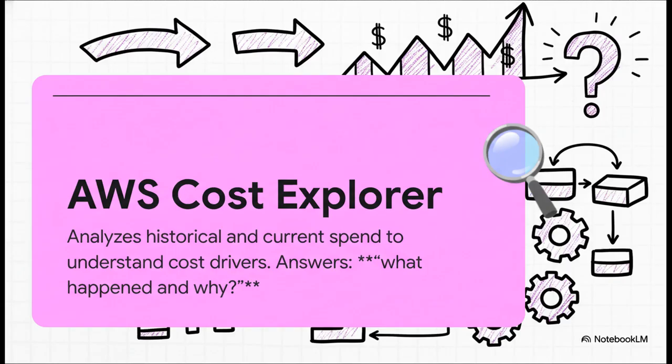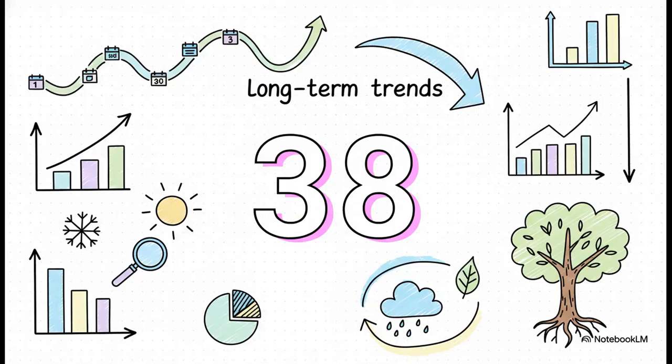So let's say your bill suddenly jumps up out of nowhere. Your first move isn't AWS Budgets, no way. You go straight to Cost Explorer to answer that one critical question: what happened and why? And check this out. This is what makes it so powerful for that detective work. Cost Explorer holds onto your cost data for up to 38 months. That's over 3 years of history. With that much data, you can spot long-term trends, see if you have seasonal spending spikes, and really truly get to the bottom of where your money is going.